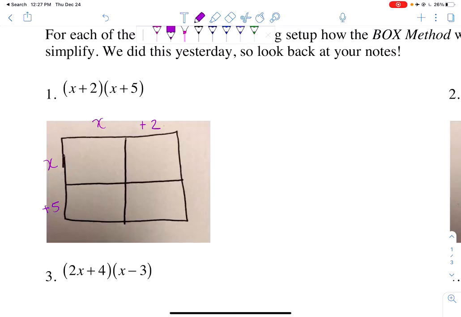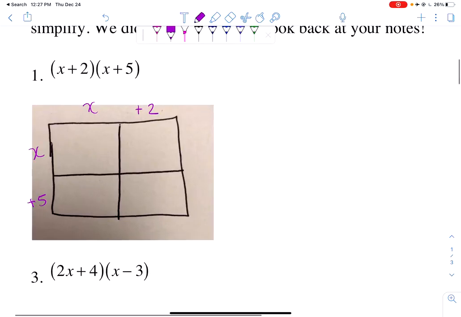Now that I have my binomials listed, I now need to perform my multiplication. So I'm going to do x times x, which is x squared. I'm now going to do x times 2, which will give me a 2x. And then I'm going to do a 5 times x, which will give me 5x. And then last but not least, I'm going to do 5 times 2, which will give me a 10.